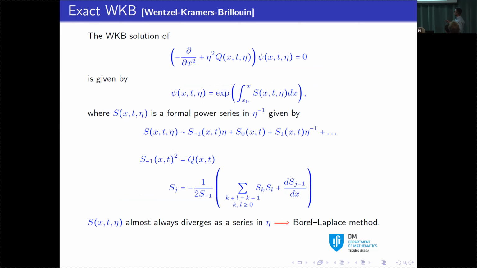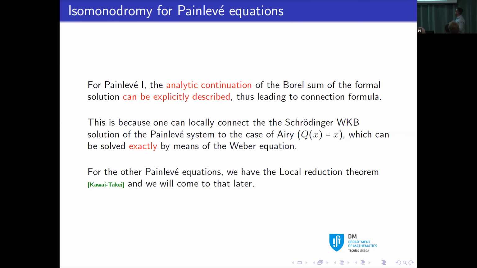The interesting part is that it almost always diverges as a series in eta. And if we are able to do this Borel-Laplace resummation exactly, we can compute the resummation below and after the Stokes lines. And from here, one can get transition functions. The nice part is that for the Painlevé I equation, the analytic continuation of the Borel sum can be explicitly described. I'm talking about the Borel resummation of the linear system. So this leads to a connection formula for the linear system.